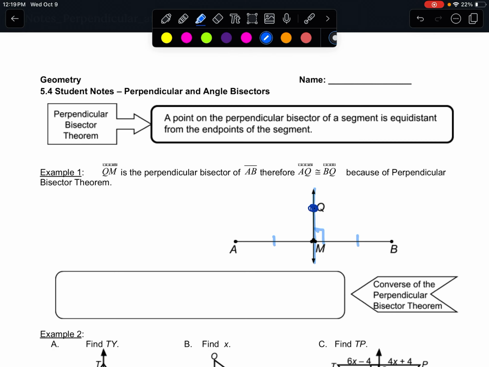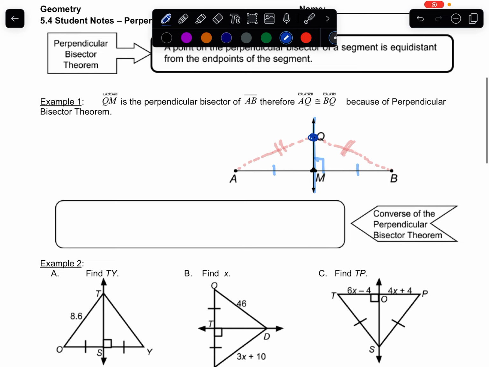Okay, so this says that a point on the perpendicular bisector of a segment is equidistant from the endpoints of the segment. So it's talking about this distance right here, this distance from the point on the bisector to the endpoints. These are going to be congruent. Okay. So now we go to the converse.